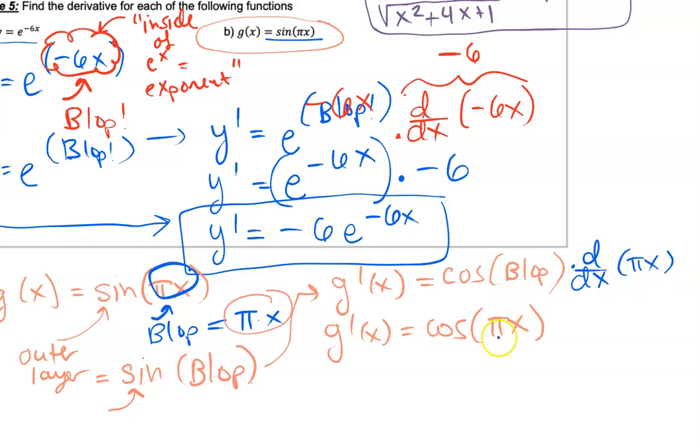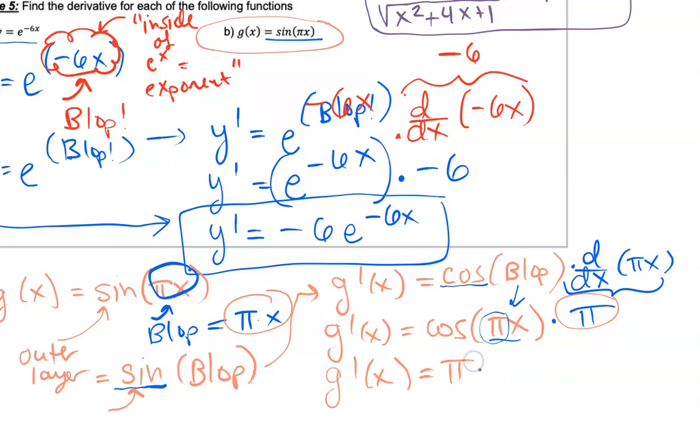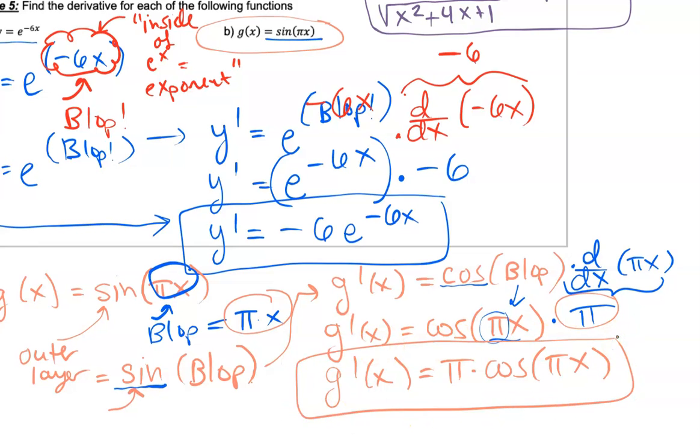So then I go to the inside. First I take the derivative of the outer layer, which brought me to cosine. I keep the inside plugged in and don't do anything with it yet. Then I multiply by its derivative, which in this case is just the constant, right, the coefficient in front of x. So my final derivative for this, and again, we like to put the coefficients in front, would be pi times the cosine of pi x. There is my derivative of sine of pi x.